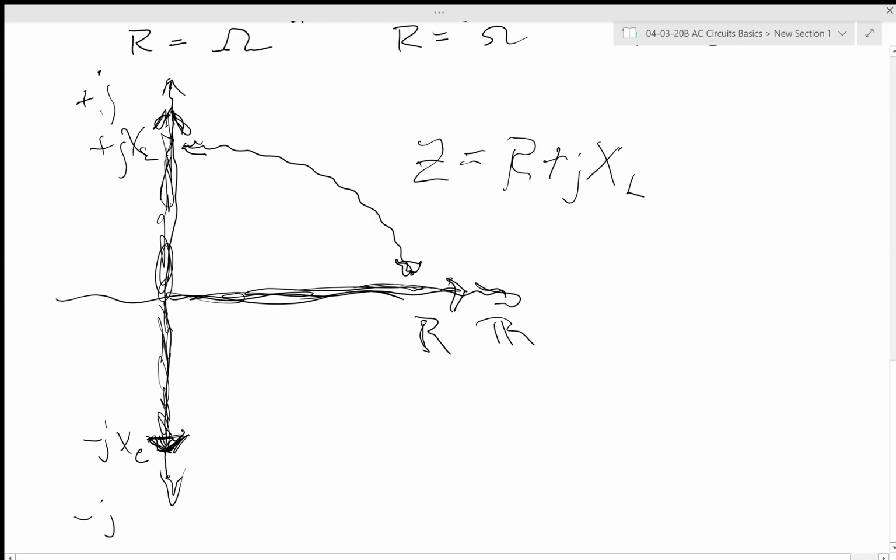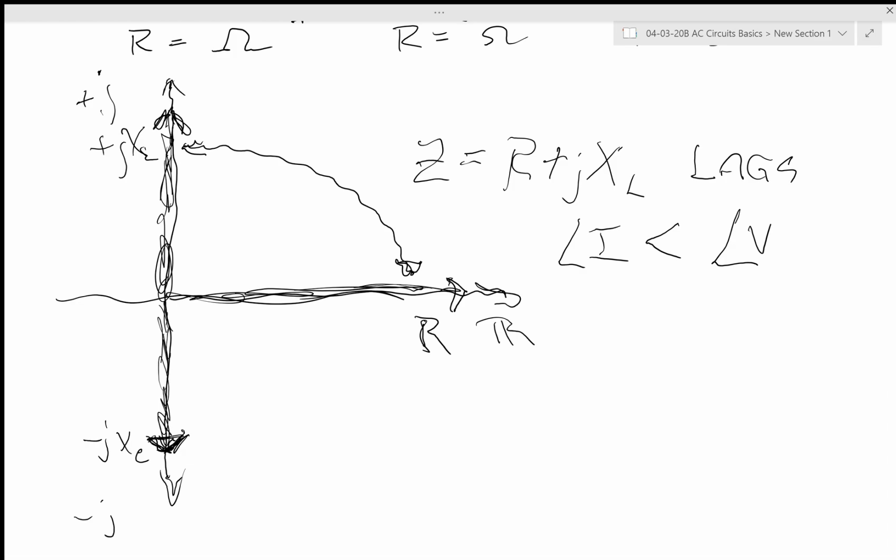Okay, this is a lagging network, the current lags the voltage. So basically what that means is the angle of the current will be smaller than the angle of the voltage. A lagging network. The current angle is less than the angle of the voltage.